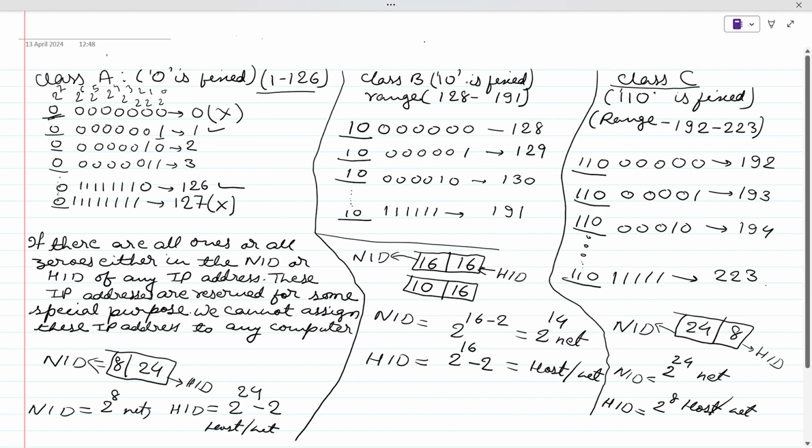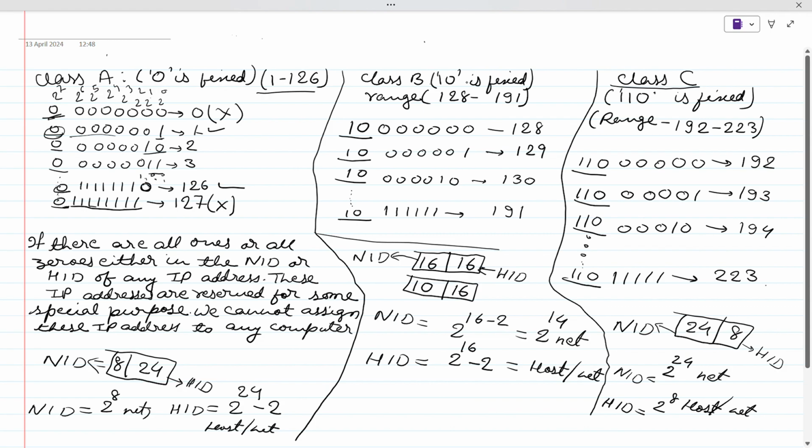Then if the last digit is 1 and the rest are 0, it is 1. Then 1 0 is 2, then 1 1 is 3, then 1 0 0 is 4, then 1 0 1 is 5. In this way, if you go on till the first position is 0 and the rest are all 1, it will be calculated as 126. And this part is the NID part, network ID, and if the HID part is all ones, then it is 127.